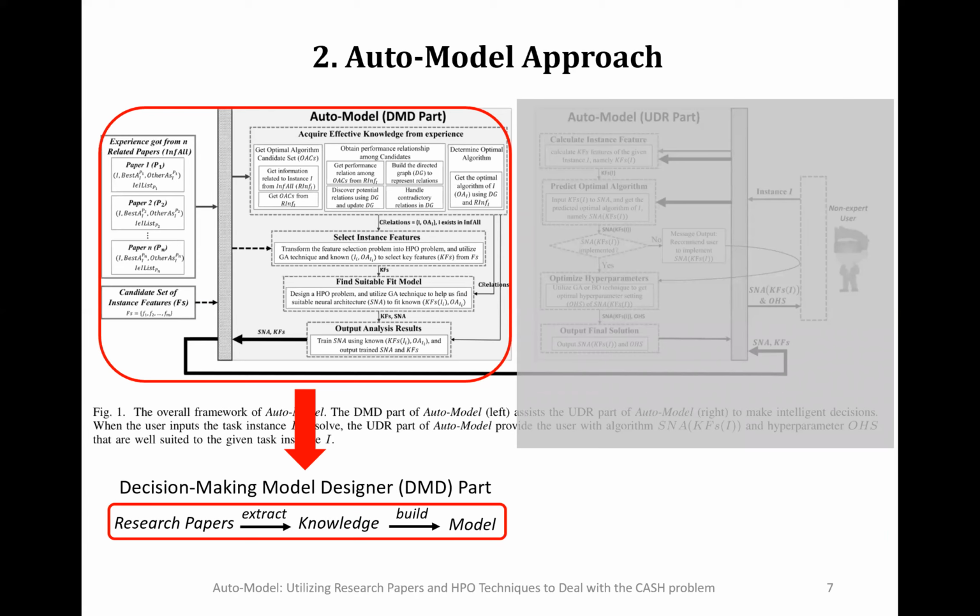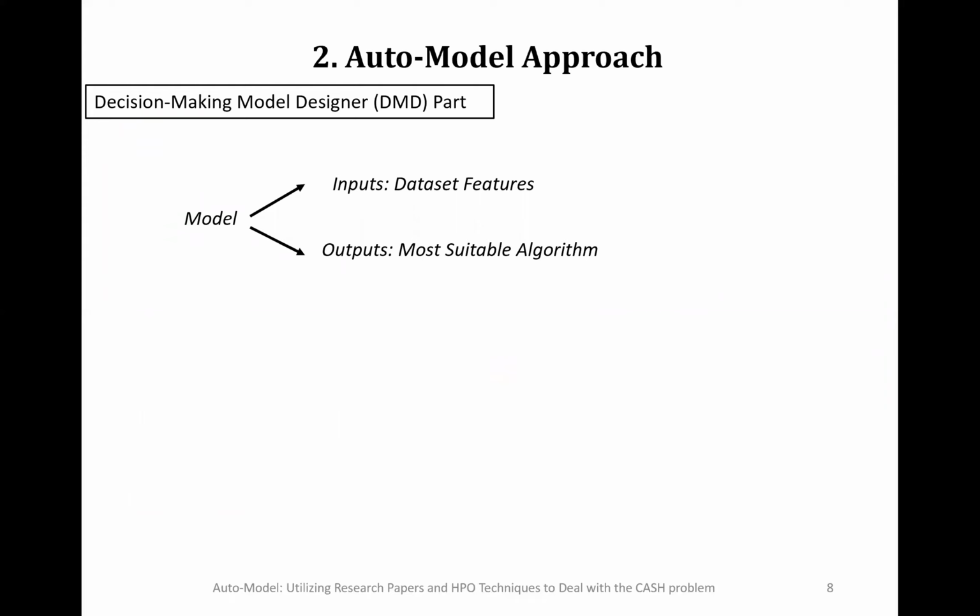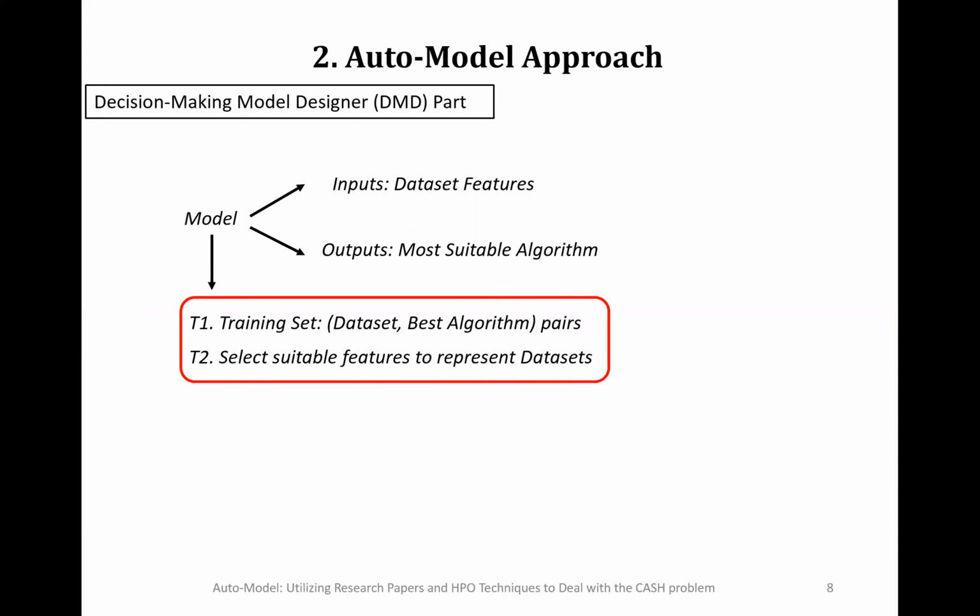And here is a more detailed introduction of the DMD part. In this part, we aim at getting the decision-making model, which takes the input and output like this. To get this model, firstly, we need the training set, which is the dataset and its best algorithm pairs. We need it to guide us to make right choices. Besides, we also need to select the most suitable features to represent the dataset.